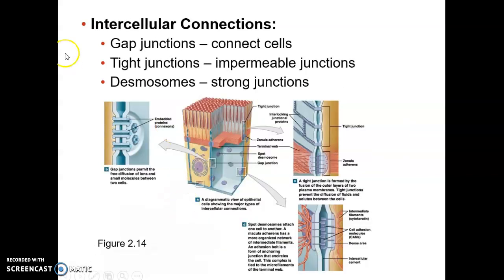Okay, so intracellular connections. We mentioned these before. There are gap junctions, tight junctions, and desmosomes. Gap junctions connect cells together and allow them to communicate. Tight junctions provide impermeable junctions between cells. Things cannot squeeze between the cells: substances, molecules, liquids. And then desmosomes are nice, strong, adhering junctions that prevent cells from getting pulled apart.